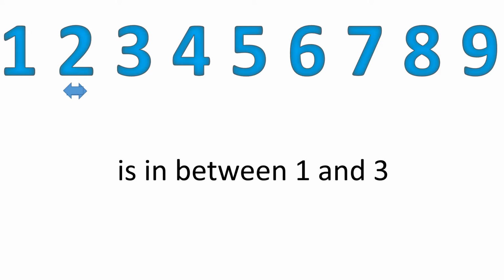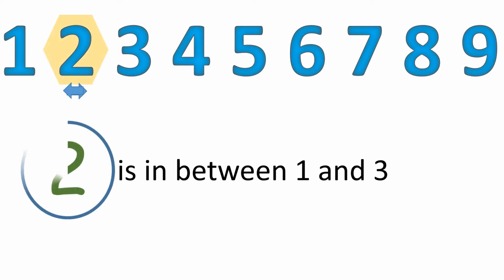So we can say here 2 is just after number 1. We can also say 2 is just before number 3. Isn't it? We can even say that number 2 is in between number 1 and 3. So tell me, children, which is the number between 1 and 3 here? You're right, it is number 2.